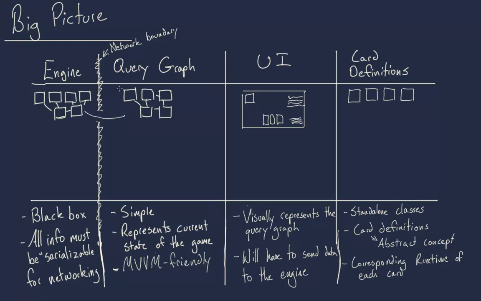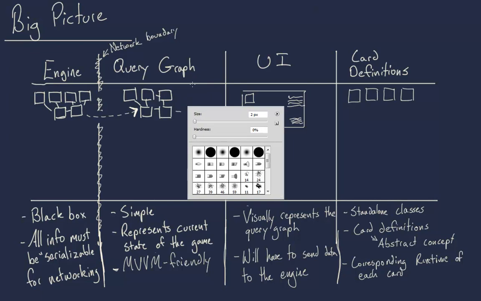Now, those events, where are they going? They can go anywhere. Okay. For the most part, they're going to go into the query graph. The events are going to get fired into the query graph. The query graph is then going to update its own internal representation of how the game is being played. That's going to trigger the iNotify property change for the MVVM, which is in turn going to update the user interface. Okay. The card definitions also get to listen to events. And that's because there's lots of cards.